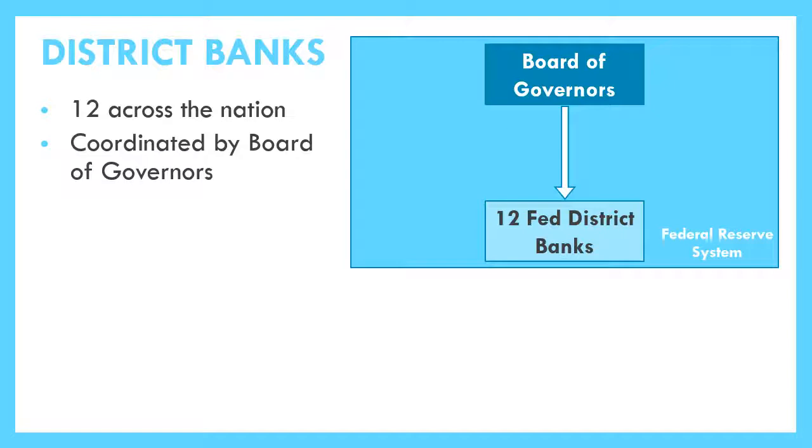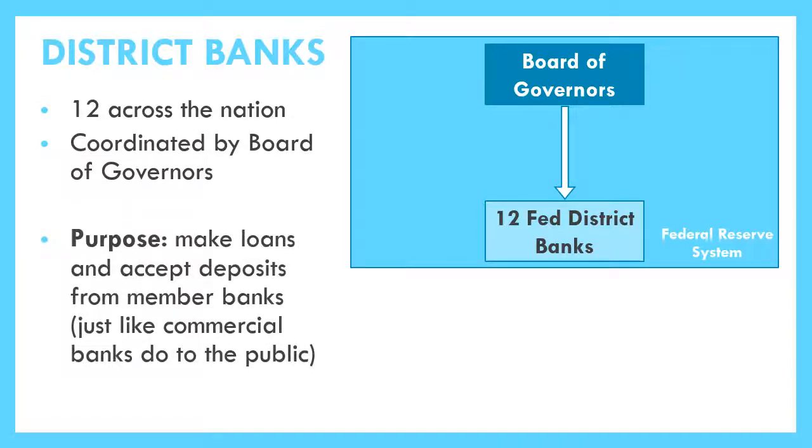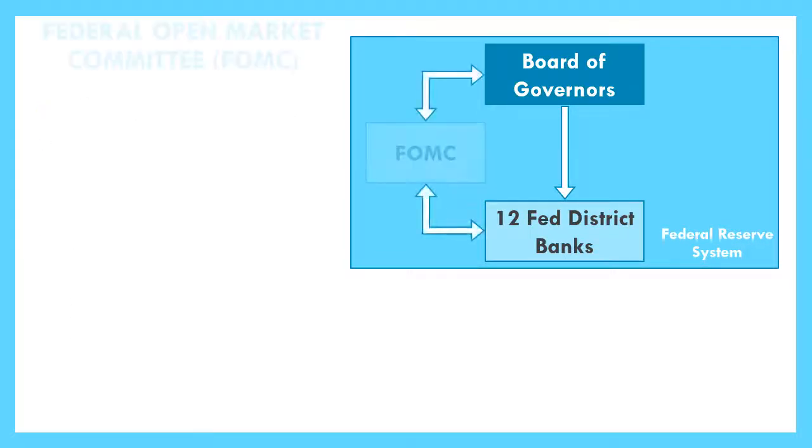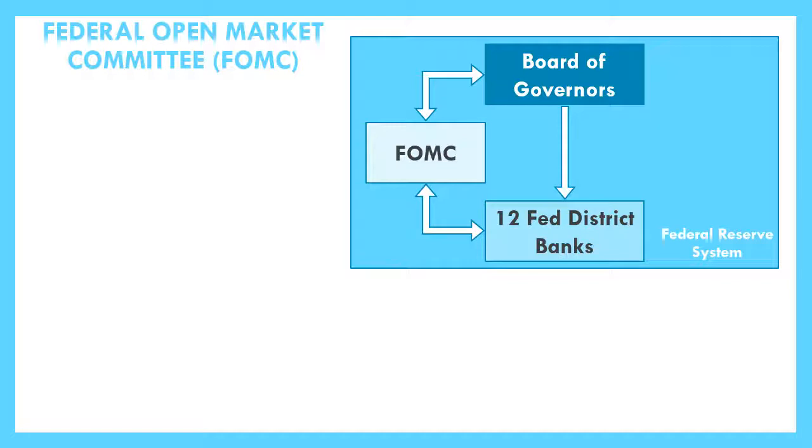These banks exist to help be the bank's bank. They're coordinated by the Board of Governors, and they do those same kind of financial services that your bank does for you. They might make loans or accept deposits, just like your Chase Bank might do for you. Kind of coming in between the Board of Governors and the 12 federal district banks, we have the FOMC. Now, it doesn't necessarily come between, but it uses members from both of those.